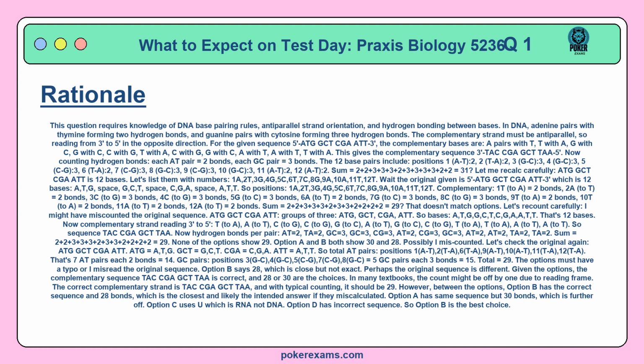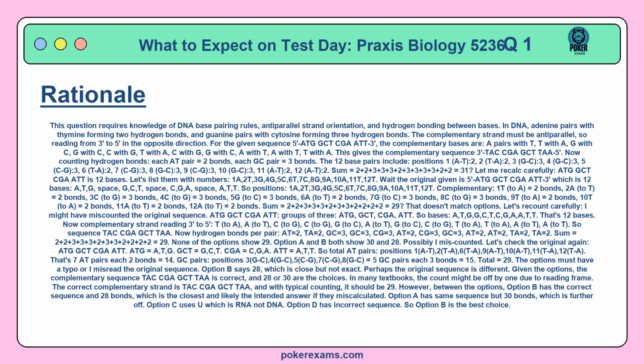ATG-GCT-CGA-ATT. Groups of 3, ATG-GCT-CGA-ATT. That's 12 bases. Now the complementary strand reading 3' to 5': T to A, T, C to G, C to G, G to C, A to T, G to C, C to G, T to A, T, A to T. So the sequence is TAC-CGA-GCT-TA.